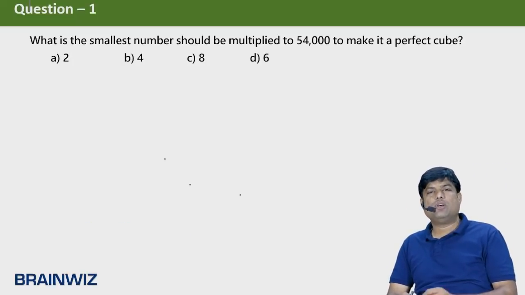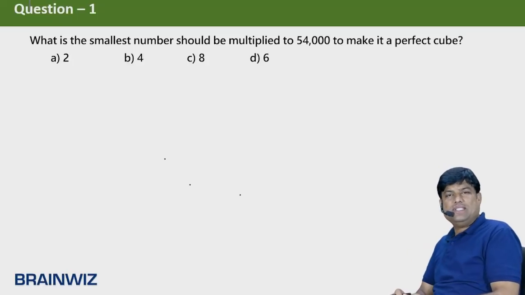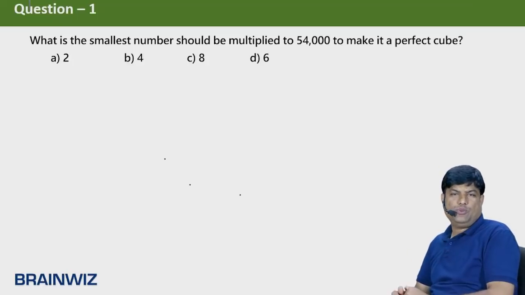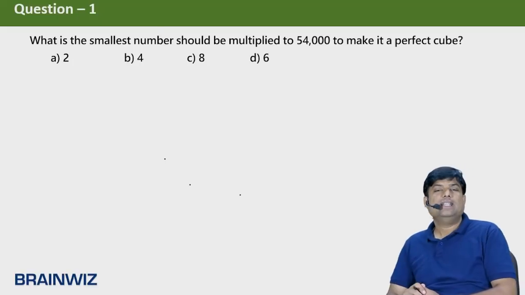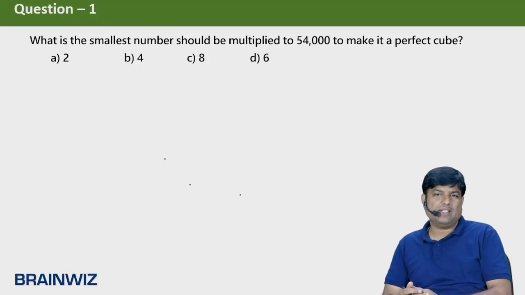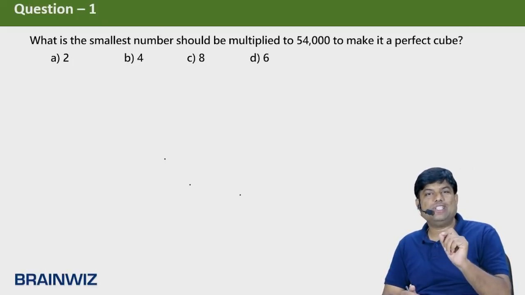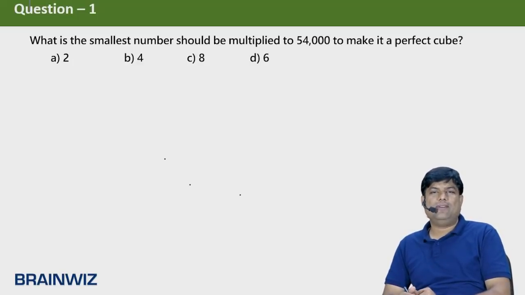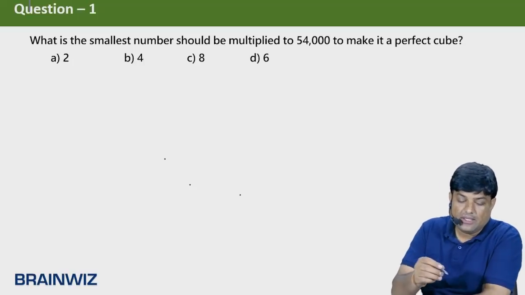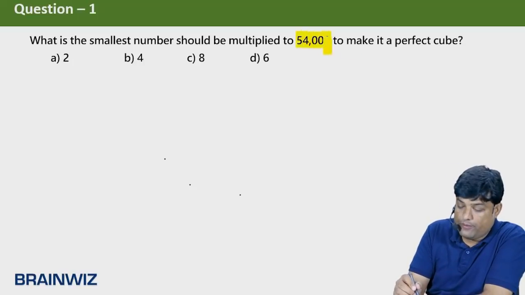For example, you have the number 8. 8 can be represented as 2 into 2 into 2. I think you're understanding. In the same fashion, 27 can be represented as 3 into 3 into 3. Now, a perfect cube always has its numbers in groups of 3. So let's check the number given here, 54,000.